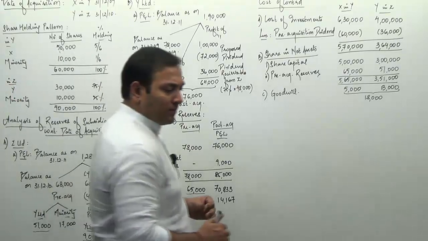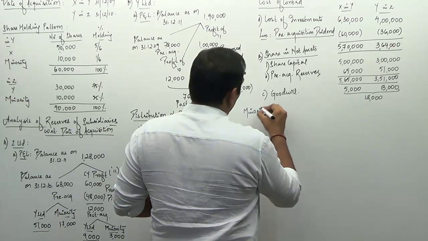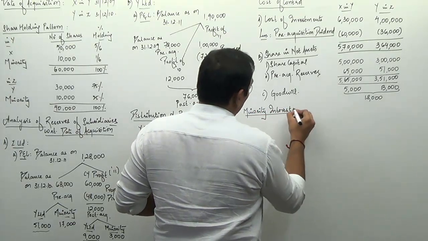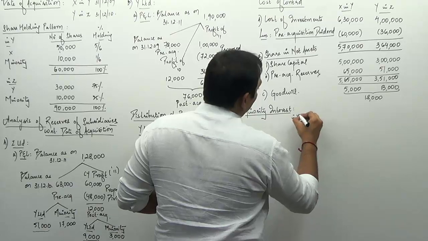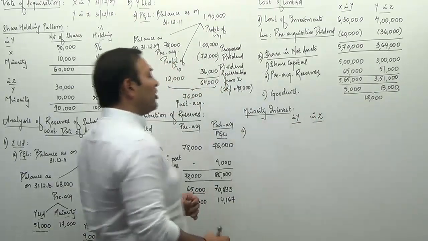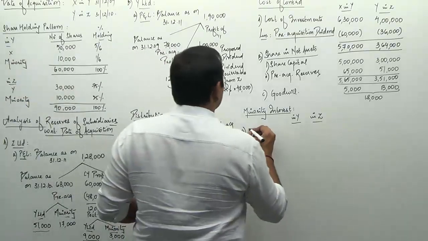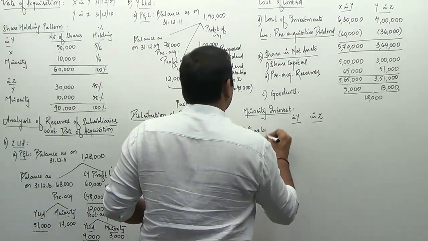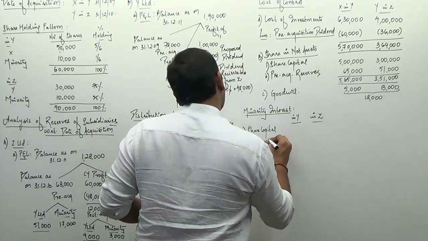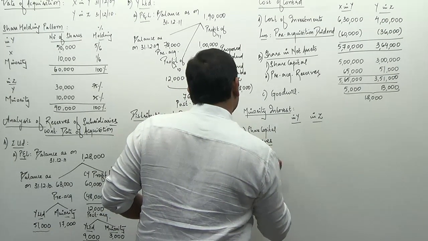Two more working notes required. Minority interest and reserves for CBS. Minority interest in Y separate, in Z separate. How do we indicate minority interest? Minority share in the net assets of subsidiary. So minority share will be indicated by their share in share capital, their share in the reserves. My reserves are both pre-acquisition reserve as well as post-acquisition reserve, which are supposed to be added to them.